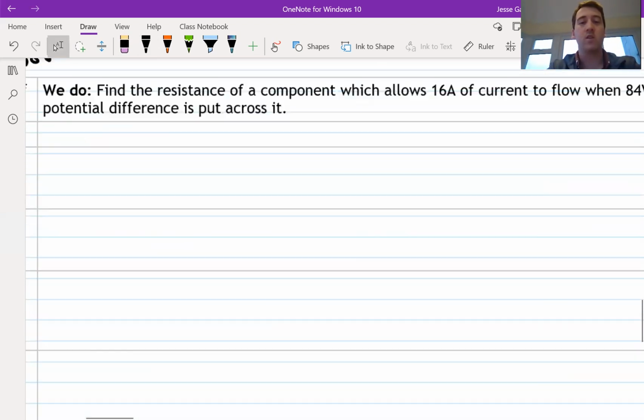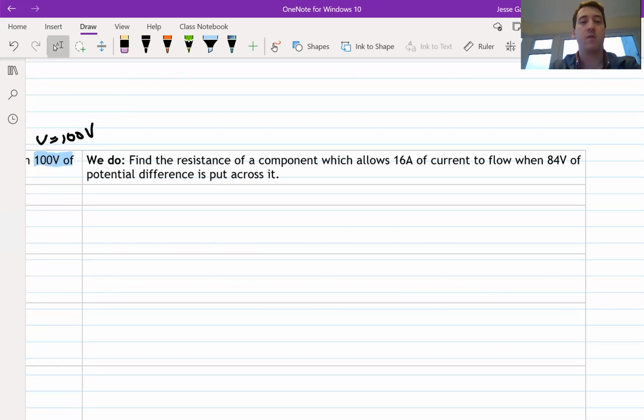Right, we are going to do one together now. Okay, so first thing I want you to do is pause the video and pick out the data. Pick out the data line. Okay, so you should only watch the video if you filled out the data line. First question here, the question says find the resistance. So again, R is equal to question mark.